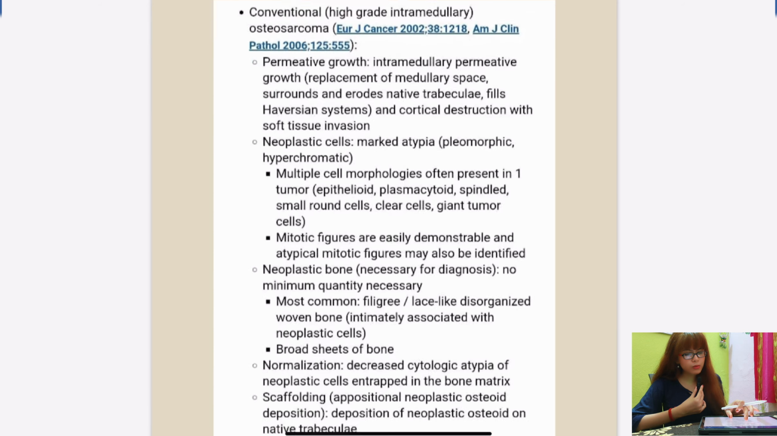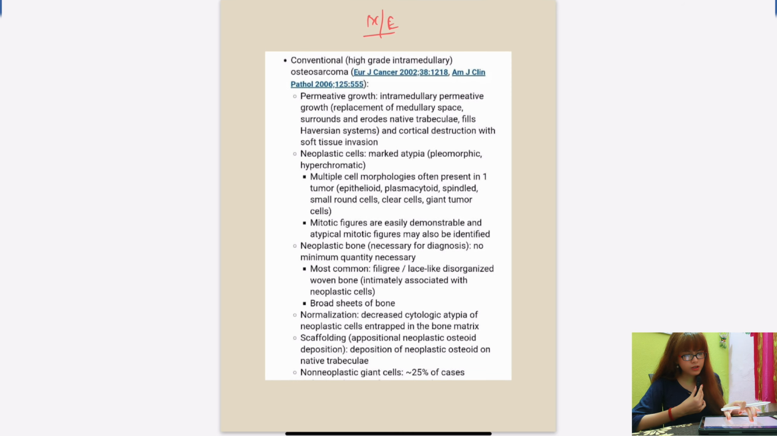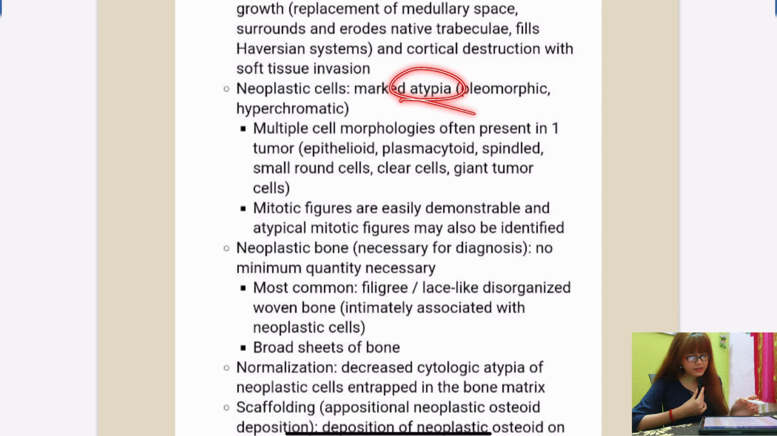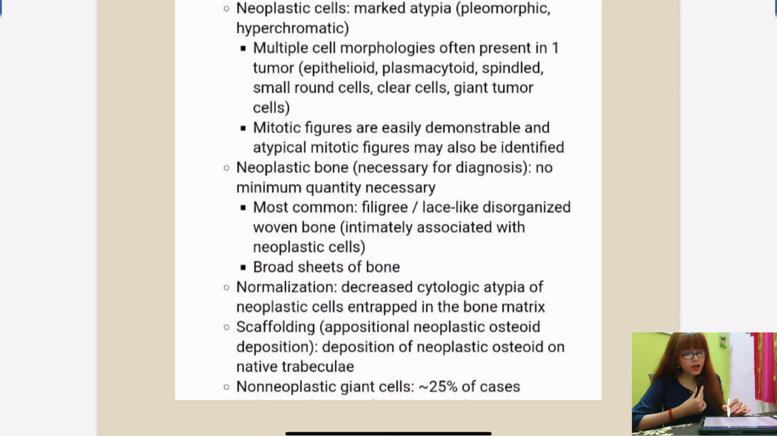Coming to the microscopic features, just a brush up of the conventional type, you see this permeative growth, intramedullary permeative growth is seen, and cortical destruction is present. Neoplastic cells are having a marked atypia. Now, this neoplastic bone is basically laid down in a filigree or a lace-like disorganized pattern.